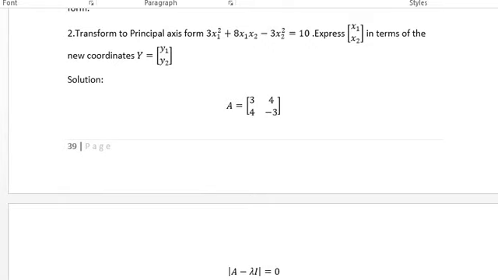From that we have to write the matrix A. Since there are only two variables here, the matrix A will be a 2 by 2 matrix. So the matrix A is calculated as 3, 4, 4 and minus 3. After that what we have to do? We have to find the eigenvalues. How to find the eigenvalues? By solving determinant of A minus lambda I is equal to 0. By solving this equation, we get lambda is equal to some values, that is the eigenvalues.